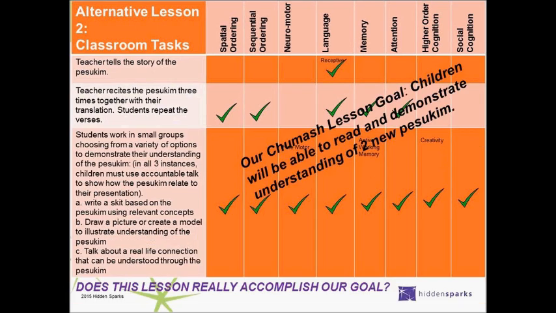Now, you might have a question, and that question might be, is it really possible that we're going to accomplish the lesson goal of the children being able to read and demonstrate their understanding of the 2 new psukim from this particular session? What I'd like to ask you to do now is to look at the session and look at the goal and use your chat feature or your hand, maybe even better, to raise your hand if you think that this particular lesson can accomplish the Chumash lesson goal. Is it possible that this lesson would accomplish the goal? You can either say yes or no with your chat feature or raise your hand to say yes.